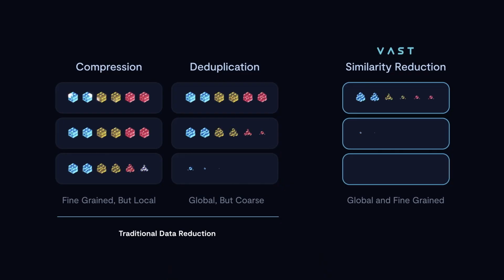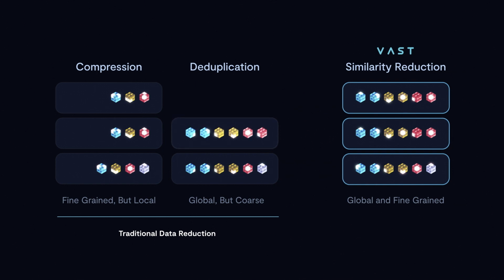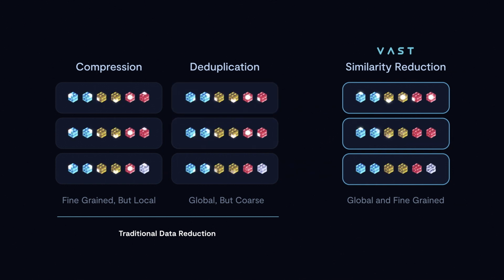So when we looked at all of these techniques that were available, we realized we had to do something better. And so VAST created something called similarity data reduction. Similarity gives you the best of both worlds, where it can compress as though it were local, but it can do so at a global scale.